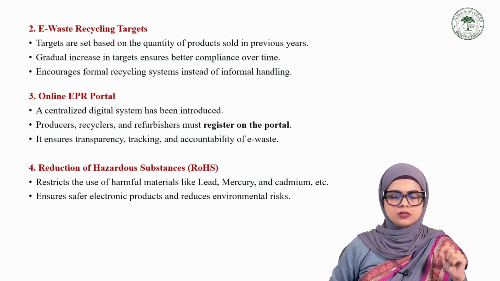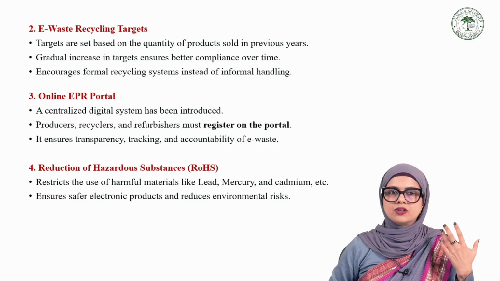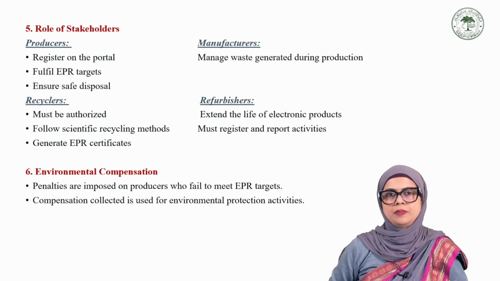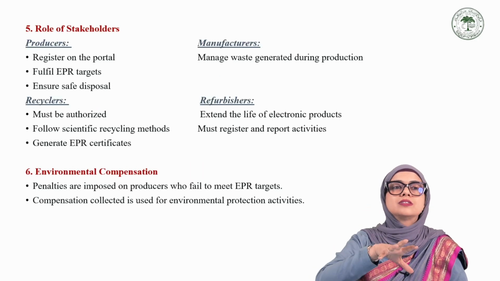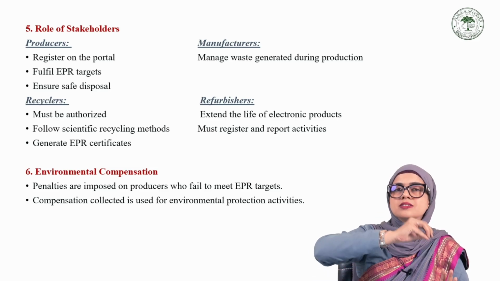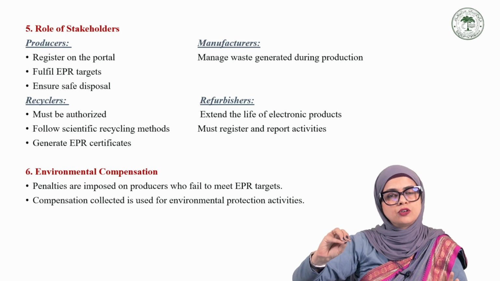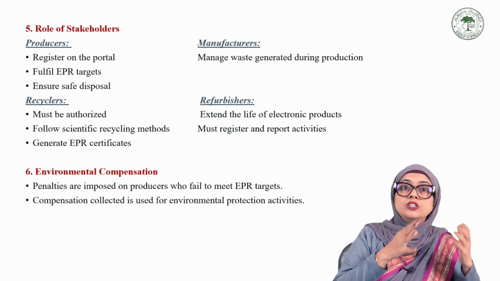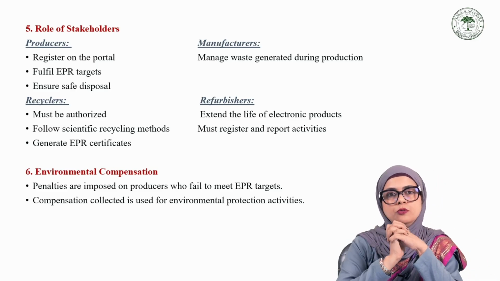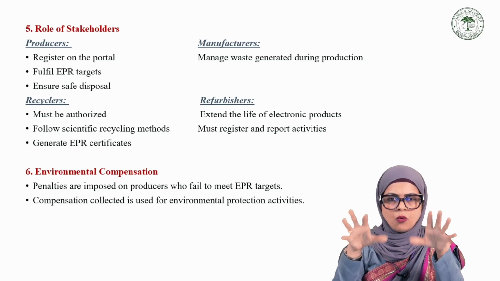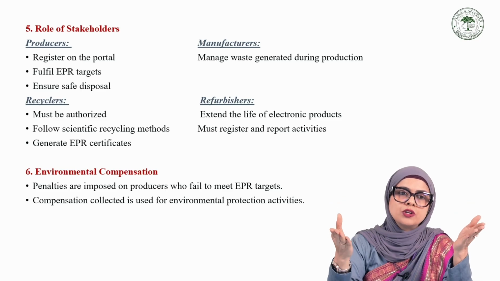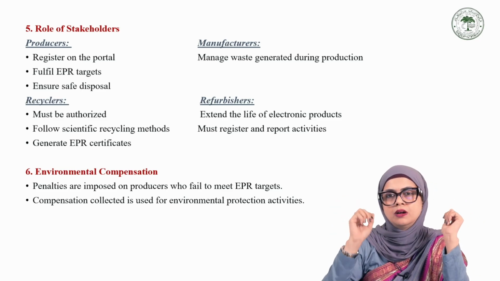Then reduction of hazardous substances also. Basically it restricts the use of harmful materials like lead, mercury, cadmium and so on. Even the role of all the stakeholders: the producers who will fulfill EPR targets, the manufacturers who will manage waste generated during production, recyclers who will generate the EPR certificates, and refurbishers. They all must register and report activity, and they all have an important role to play. Otherwise, penalties will be imposed on producers who fail to meet the EPR targets.